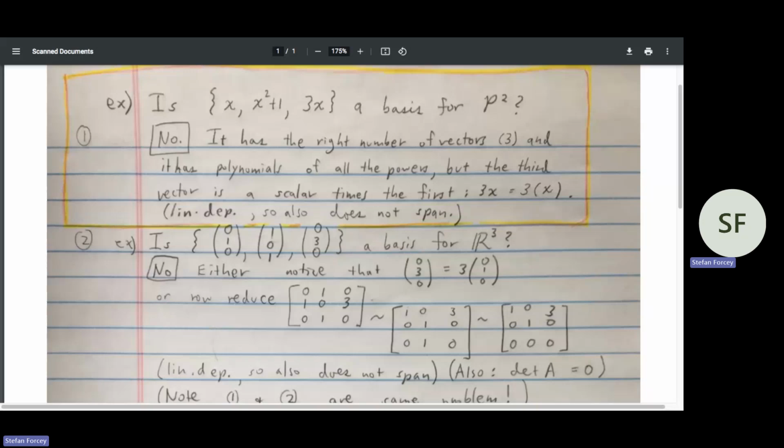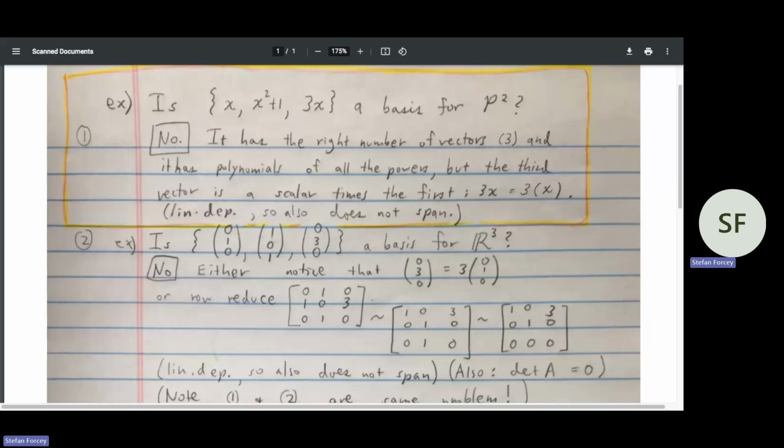So it looks okay at first. It has x squared, it has x, it has some extra stuff, but that could be okay. It has a 1, and it actually has 3 vectors in it, 3 polynomials. So that's the right number of vectors since the dimension of P2 is 3. And it has polynomials of all the powers. But then there's several problems.